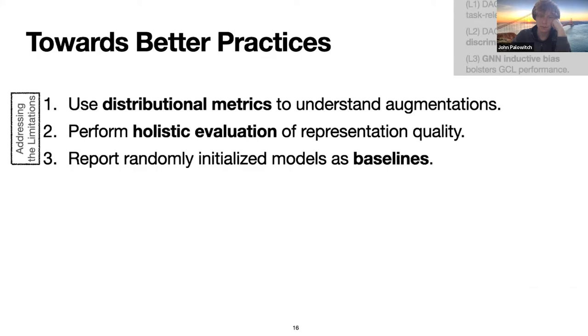Further, we suggest that randomly initialized models are reported as baselines, as the inductive bias of GNNs can be quite strong, and it becomes hard to justify the cost of unsupervised learning if randomly initialized models are already performing quite well.